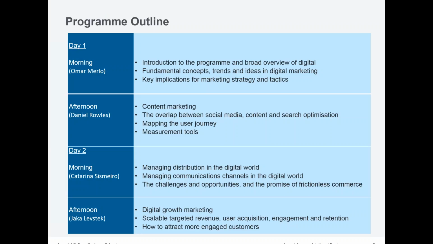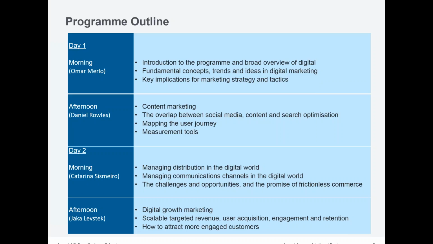Well, we're going to start with day one. So when you join us at Imperial College, you'll be welcomed by me on the morning of the first day, and there'll be an introduction to the program, an overview of digital. We're going to talk about all these challenges, all these fundamental concepts and trends that are important in digital. So I'm going to be there to set the foundations, and then we're going to talk a little bit about what it means for marketing strategy and tactics. So we're going to talk, for example, about how word-of-mouth management is changing according to digital. We're going to talk about how customer feedback and customer interactions are changing because of digital. We're going to talk about how we reach out to customers, how we engage them in the digital world.